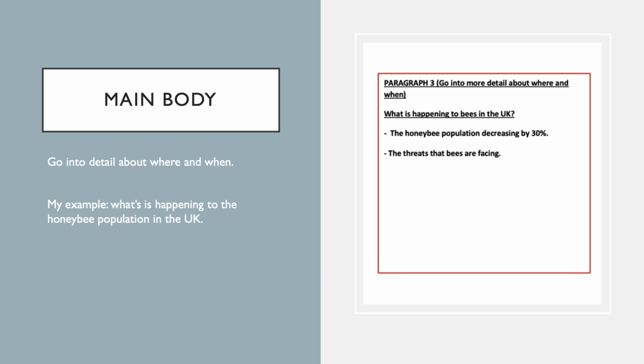Now, the second part of my main body is paragraph 3, and this is where I'm going to go into detail about where and when. So the example that I've done is where and when. So what's happening to bees in the UK? So I could talk about why the population of honeybees has decreased by 30%. I can also talk about the threats that bees are facing. Now, I haven't put any of these threats down, but some threats could be the use of pesticides, agricultural farming, okay? And I'd also have a lot more information in that box.